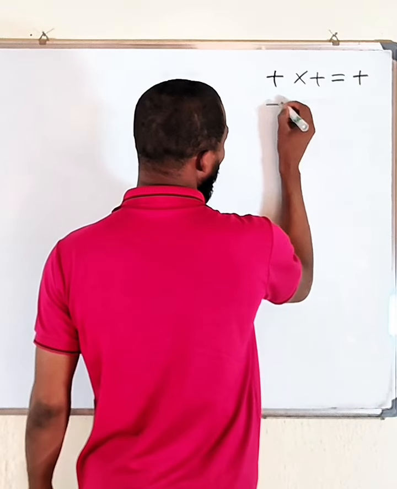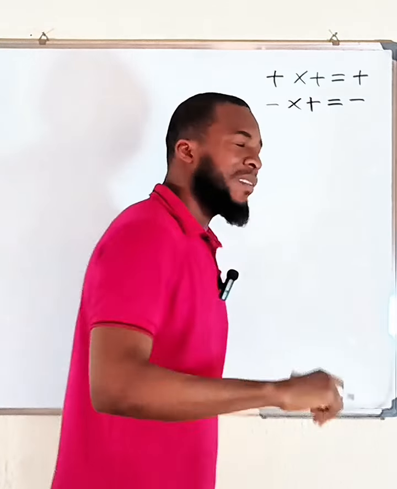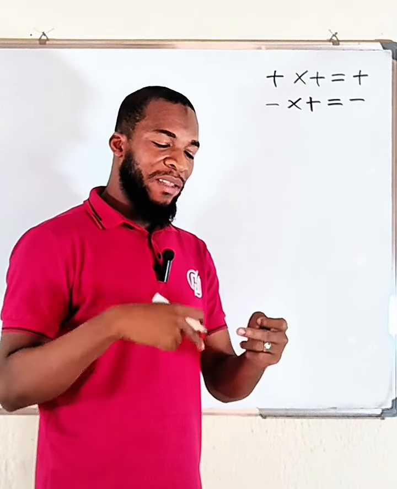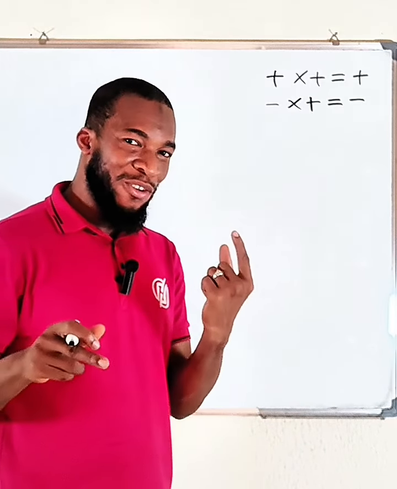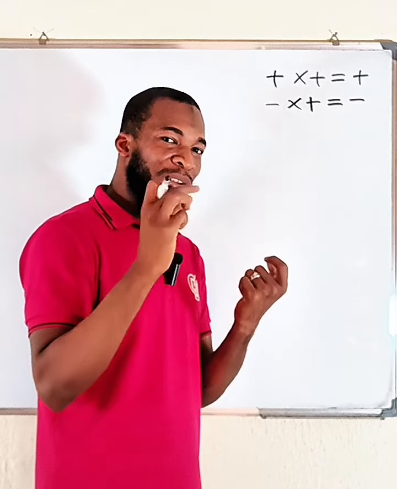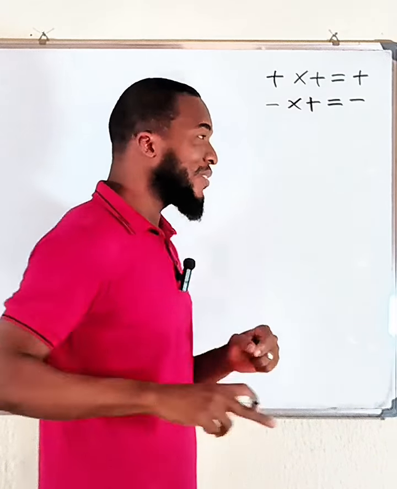Then if you have a negative number multiplied by a positive number, the result will be negative always. Example, negative 2 times 3 will give you negative 6. You see, negative 2 is a negative number, 3 is a positive number. Multiplying them together, you get negative 6, which is a negative number.